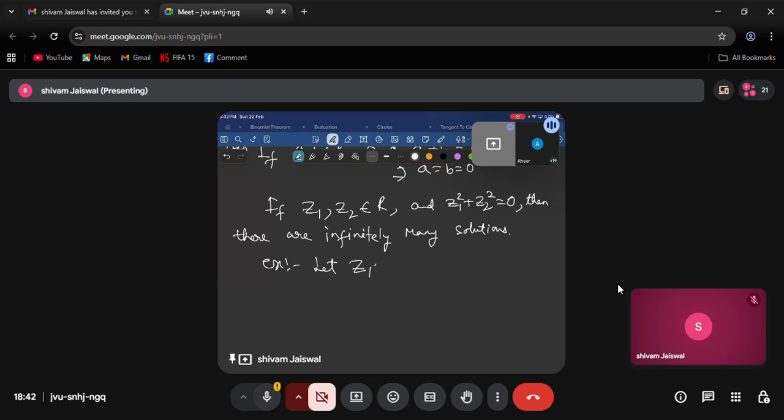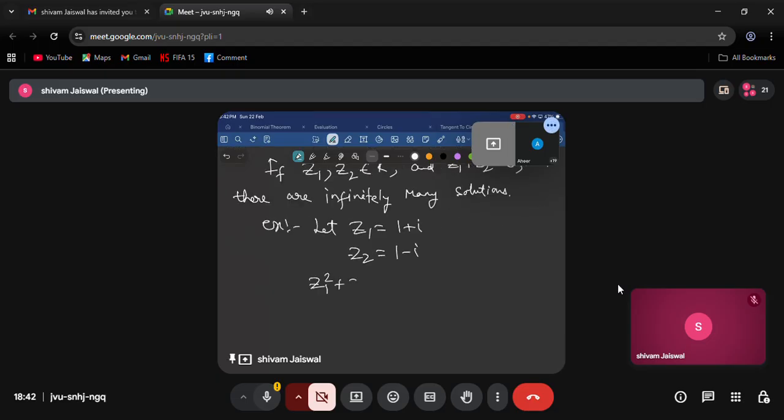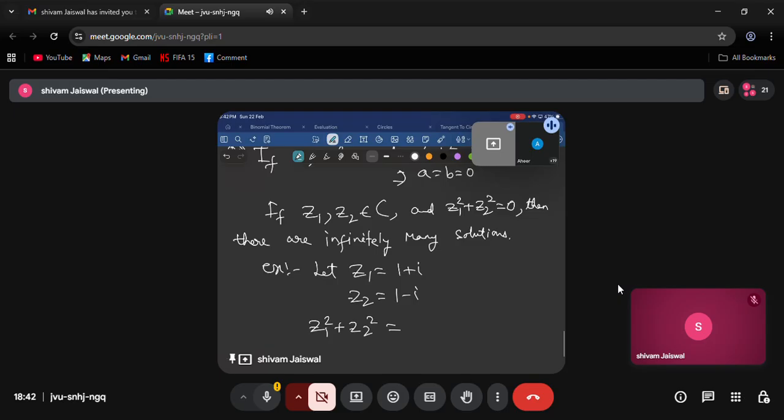let z1 be equal to 1 plus iota and z2 equal to 1 minus iota. So what is z1 square plus z2 square? Tell me. Oh, I have written real. It should be complex. Okay, everyone, if z1, z2 belong to complex numbers, tell me, what is z1 square plus z2 square? Tell me. 0. You people are getting 0?